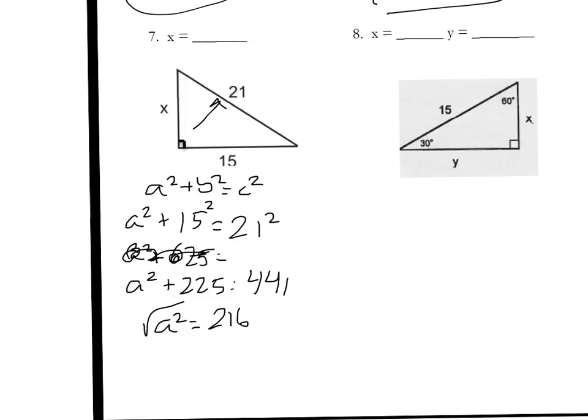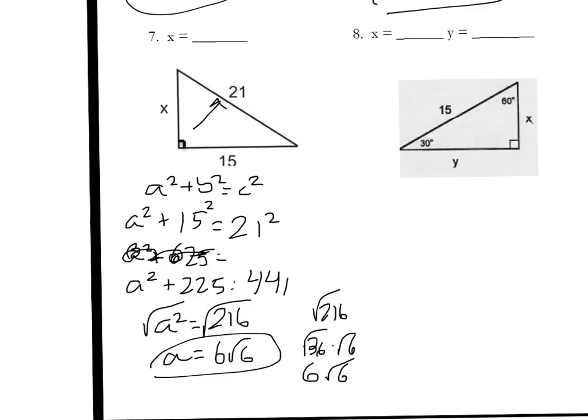So now I need to square root both sides. The square root of 216 is not a perfect square, so I need to simplify it. Find the biggest perfect square factor of 216. 36 times 6. The square root of 36 is 6, and the square root of 6 cannot simplify, so we get 6 root 6.